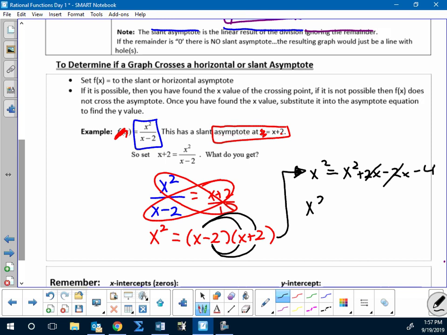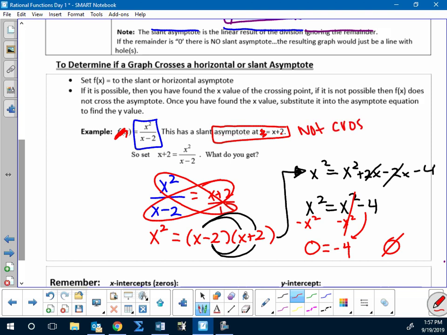Now, I have x squared equals x squared minus 4. To solve for x, you want to bring all the x's to live together. So subtract x squared, subtract x squared. Those cancel. X squared minus x squared is 0. Does 0 equal negative 4? No, not ever. So this is no solution, which means this does not cross the HA or the SA, the horizontal asymptote or the slant asymptote.